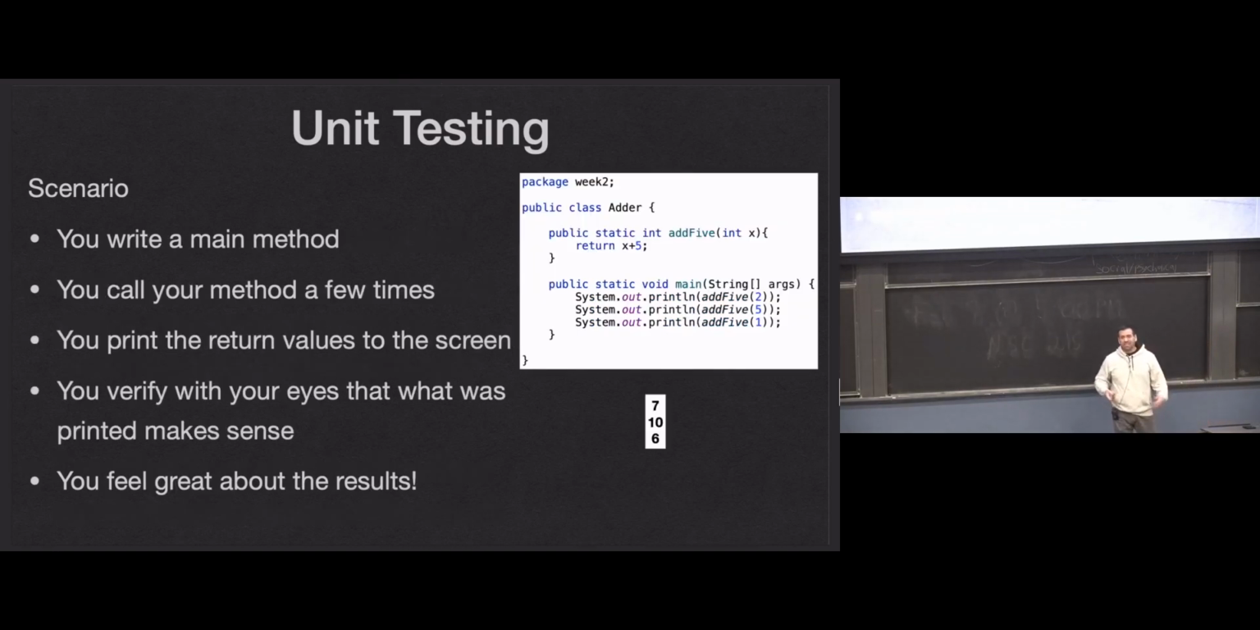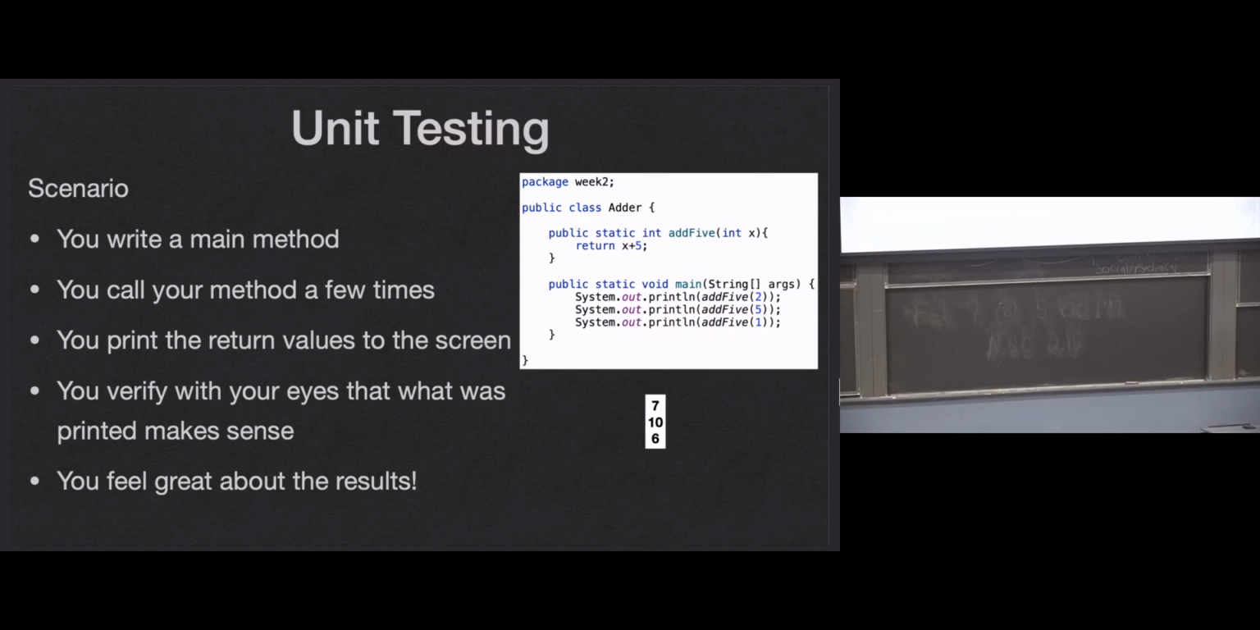So here's the second step of our progression, the first one being submit to Autolab, and if Autolab says we're good, we're good. The second one is we're going to write a main method. We're going to call our method a bunch of times, print the results to the screen, and then verify with our human eyeballs what's printed out. 7, 10, 6. Is that what I expect? Well, 2 plus 5 is 7. Cool. 5 plus 5, 10. 1 plus 5, 6. Cool. Looks good to me.